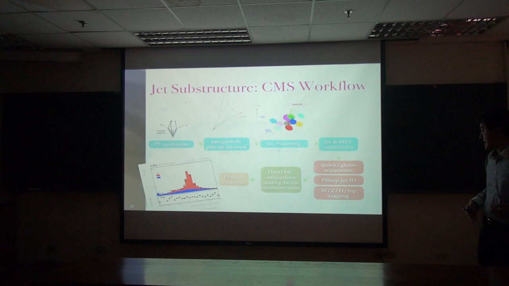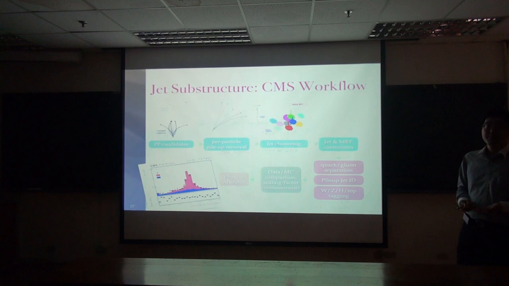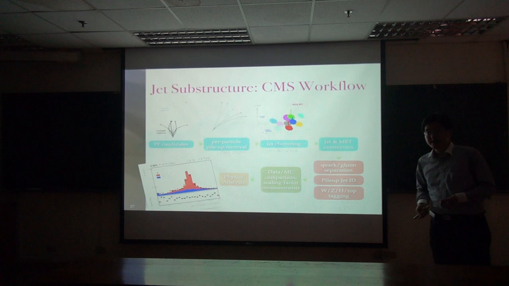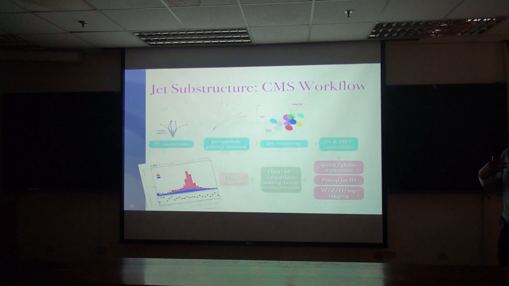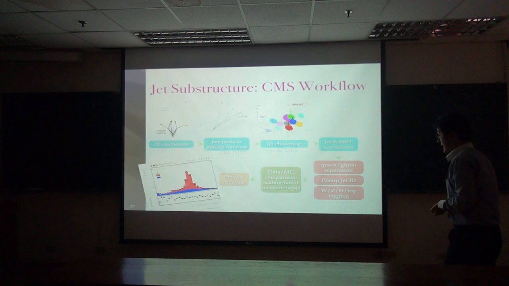For example, we can then do so-called W/Z/top/Higgs ID, or pileup object ID, or quark-gluon separation. And based on that, we can do a data-to-simulation comparison to derive a scale factor, trying to correct the Monte Carlo to give a similar performance as what we find in data, and then finally it becomes a physics analysis. This is one very nice plot showing the top mass.